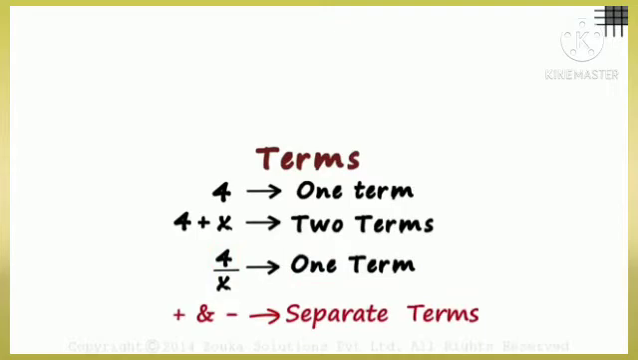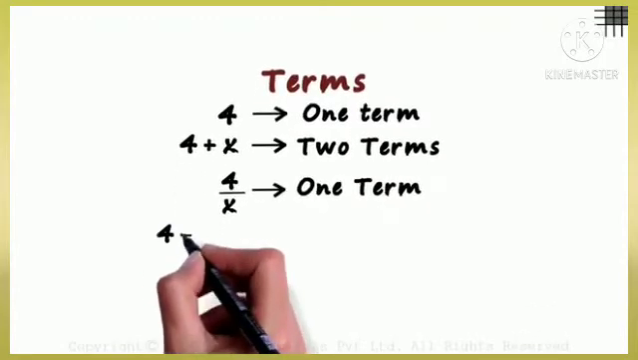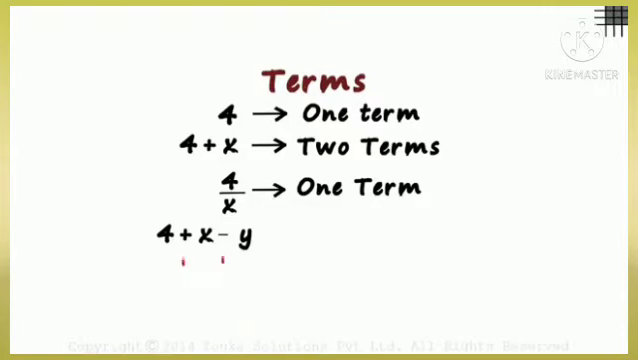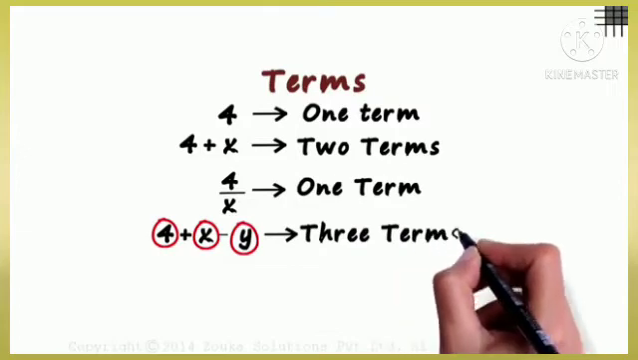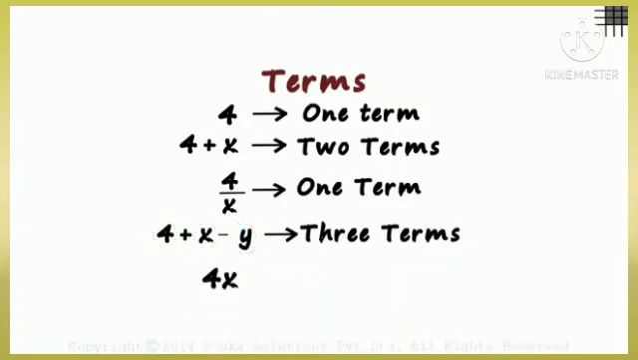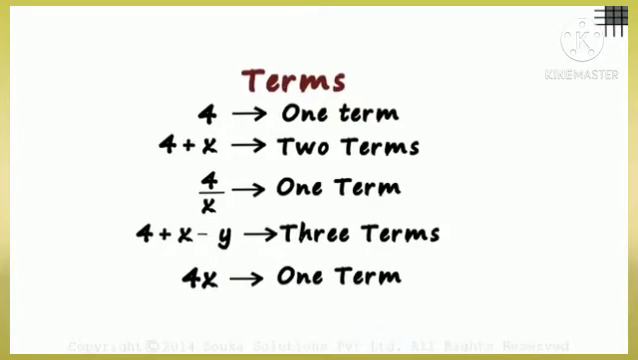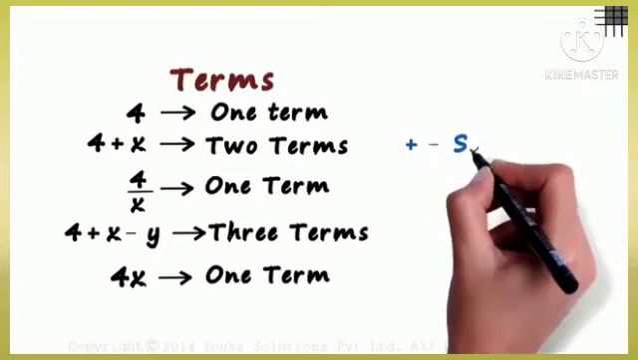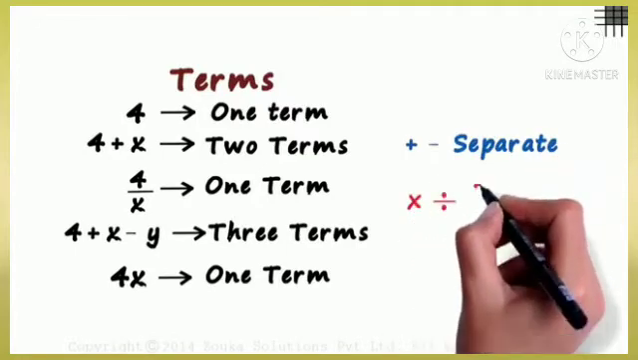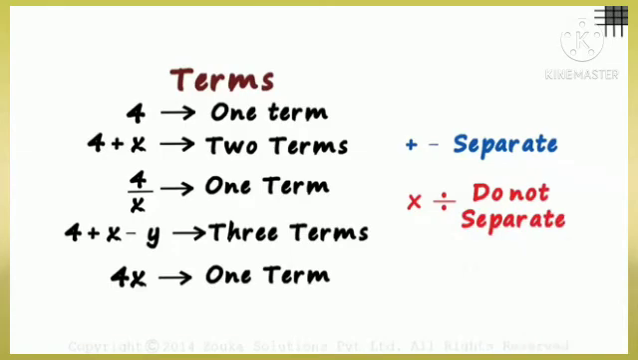Only plus and minus separate the terms. Multiplication and division do not. So here's the 4th example. 4 plus x minus y. As we have plus and minus, we can say that this expression has 3 terms. And what about 4x? As 4 and x are multiplied, this is just one term. So remember, plus and minus separate the terms. Multiplication and division do not. What are like and unlike terms? We will see that in the next session.